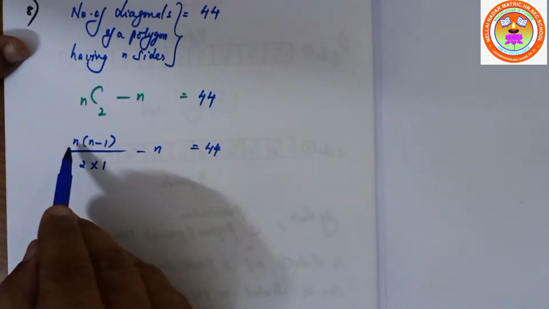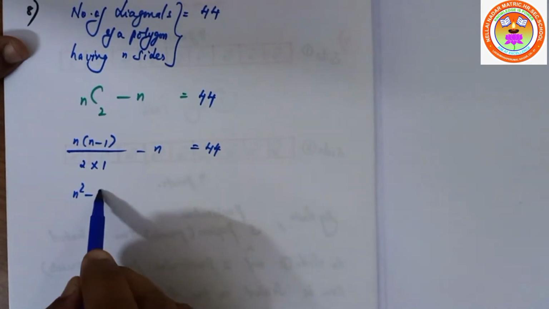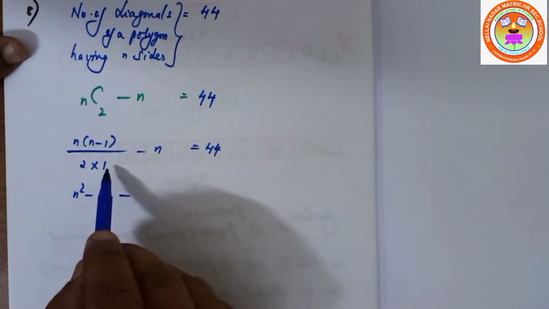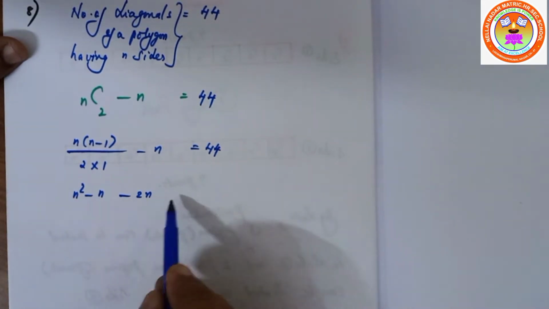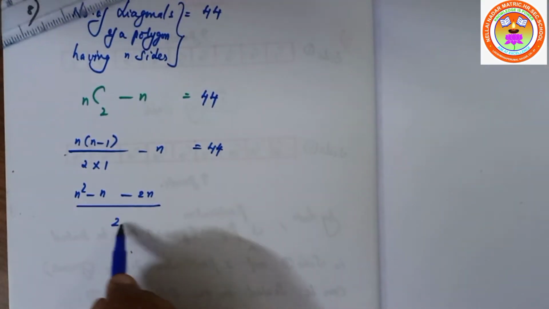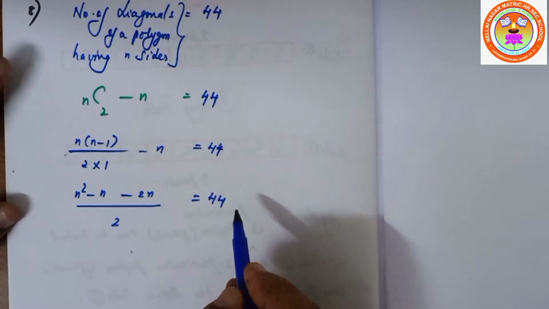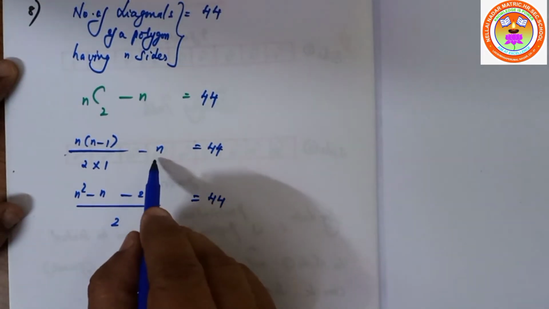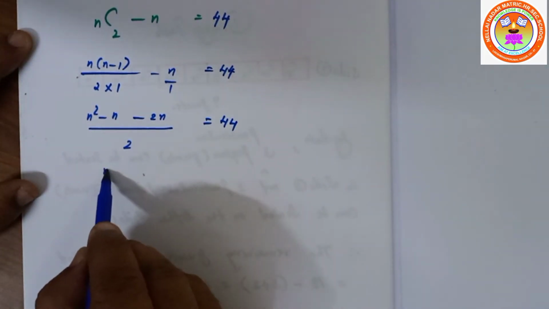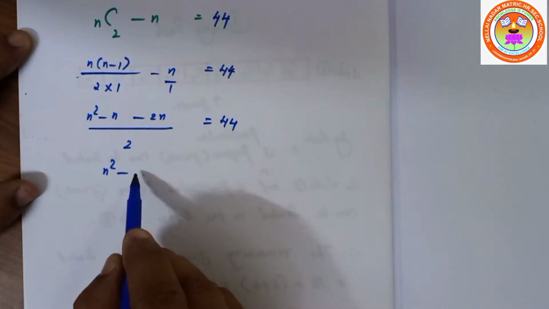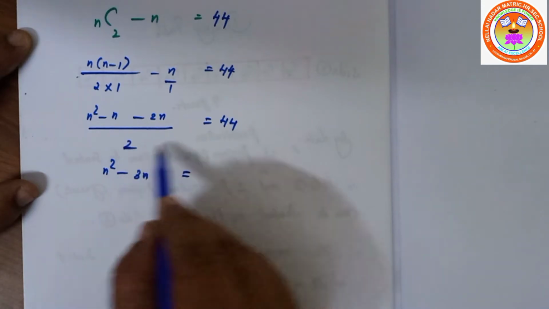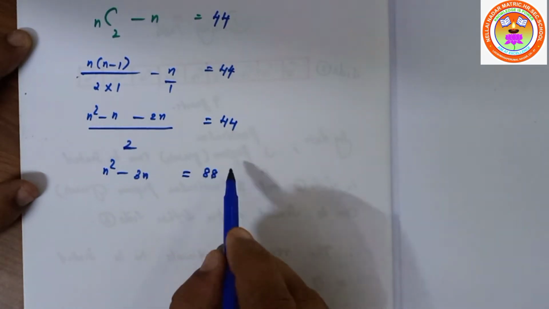Okay, now I multiply these two: n into n is n squared, n into minus 1 is minus n. Then 2 ones are 2, and you multiply these two, 2 into n, that is 2n, whole divided by 2, that is equal to 44. I have taken the LCM, LCM is 2 only. You can even put 1 over here, 1 into 2, that is 2 here. Good. Then n squared minus n minus 2n, that is minus 3n, is equal to, you have to cross multiply, 2 into 44, that is 88.